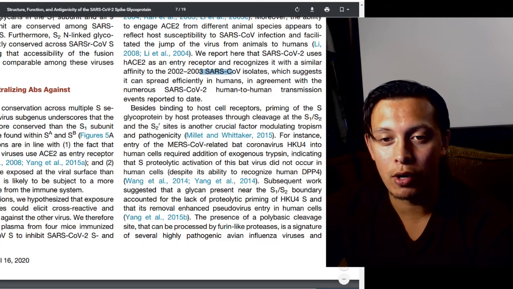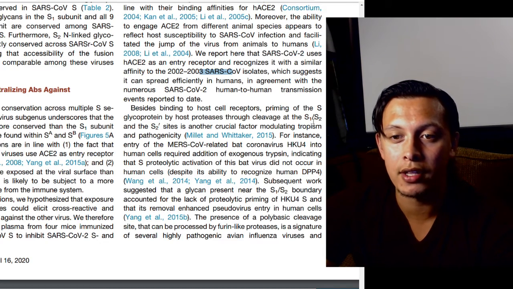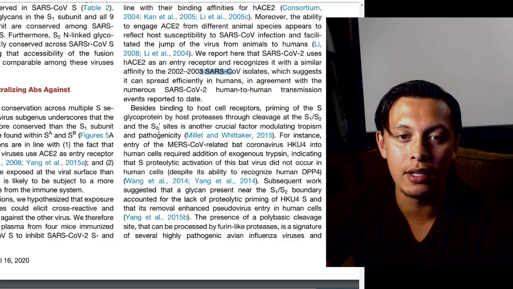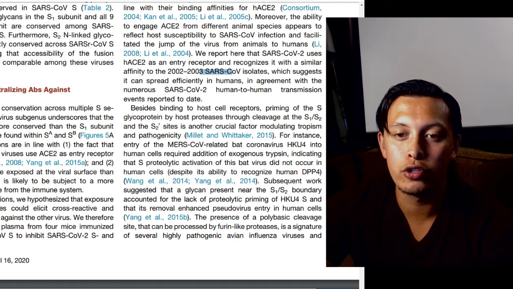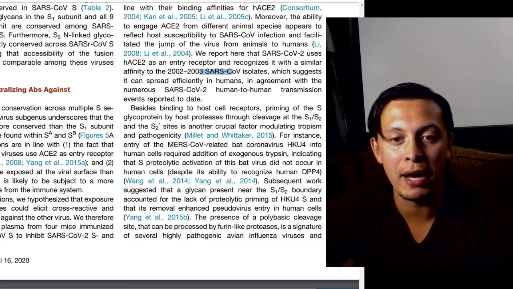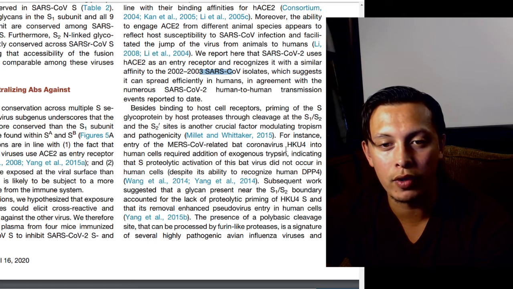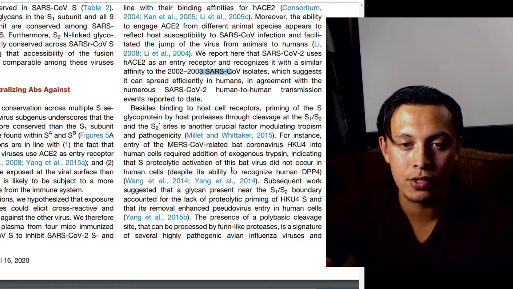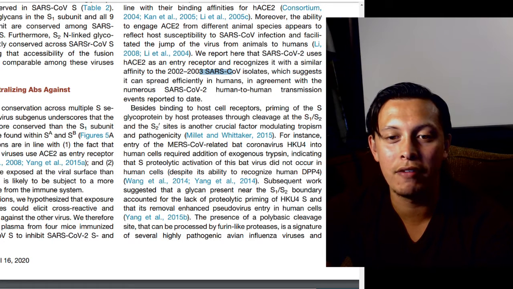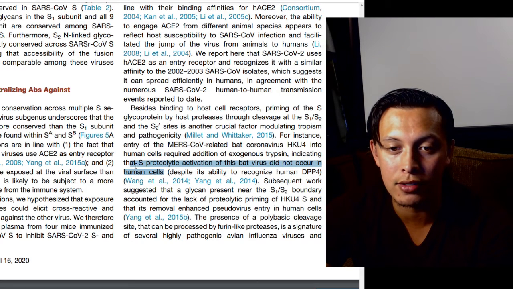Besides the binding to host cell receptors, priming of the spike glycoprotein by host proteases through cleavage at the S1/S2 and the S2 prime sites is another crucial factor modulating tropism and pathogenicity. For instance, entry of the MERS-CoV-related bat coronavirus HKU4 into human cells requires addition of exogenous trypsin, indicating that S proteolytic activation of the bat virus did not occur in human cells.